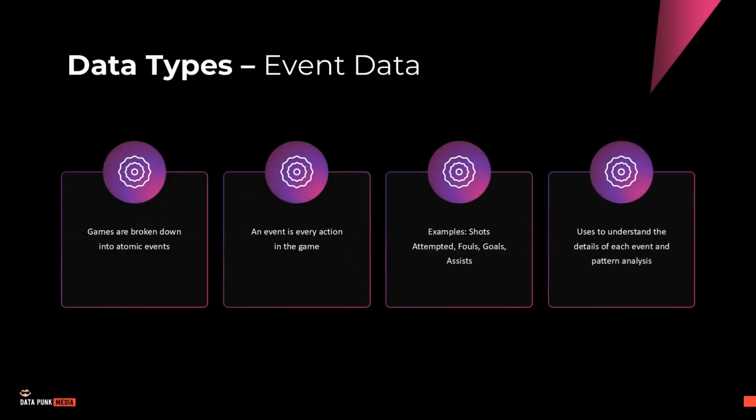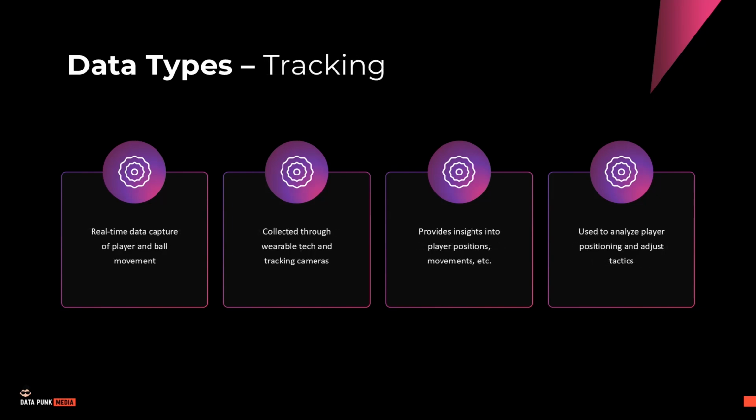Next is event data. This includes every action in the game: shots attempted, fouls, assists, and more. In basketball, event data helps coaches review every play, understanding the details of each event and analyzing patterns that could inform future strategies. And then there's tracking data.